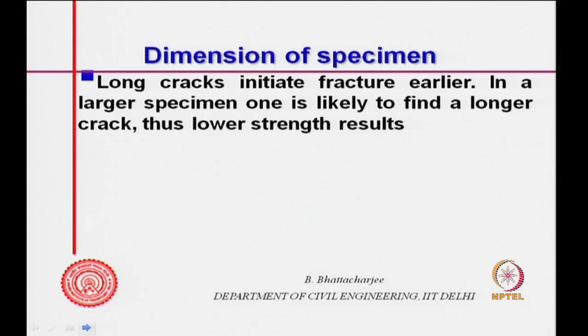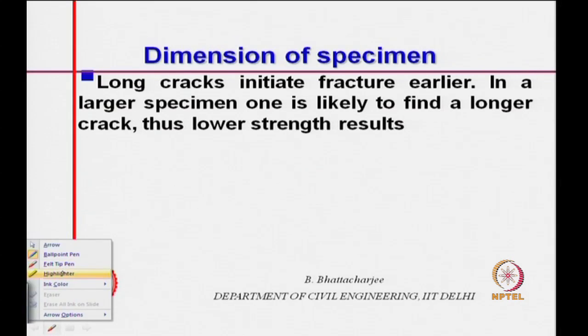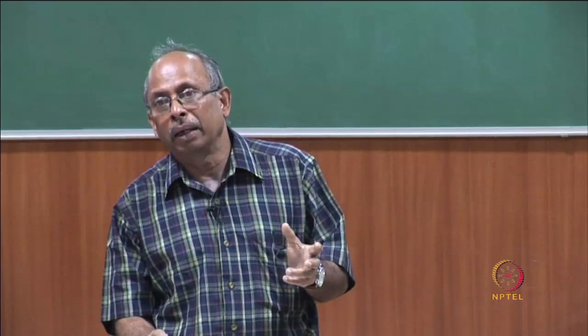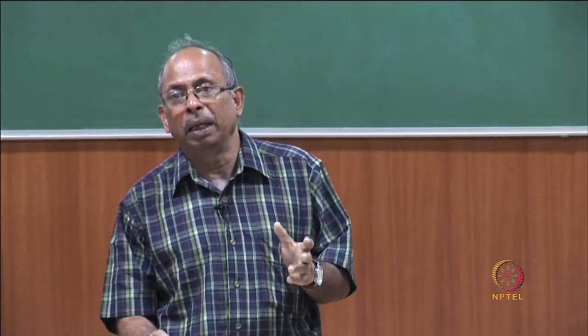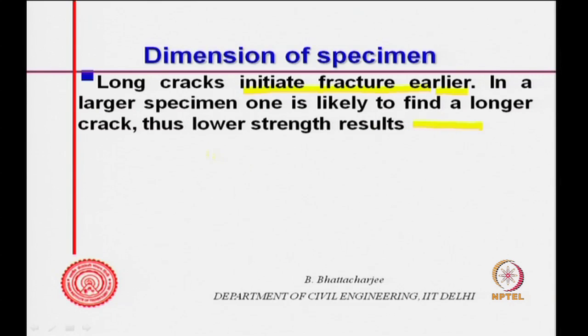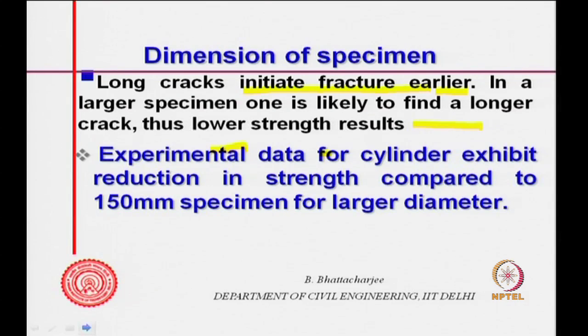Therefore, now size is the other issue, the dimension of the specimen. If the specimen size is large, then it fails at lower load. Why? Because a long crack initiates fracture earlier. So, in a larger specimen, you are likely to find a longer crack or longer fissure right in the beginning, and therefore one is likely to find a longer crack, thus lower strength results. So, this is something called the size effect. The larger the size, the lesser is the strength.